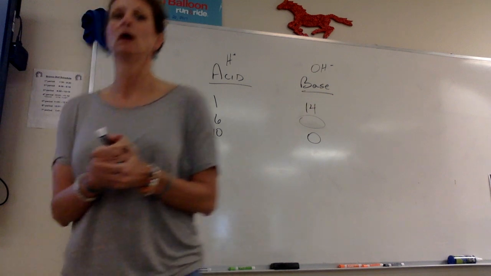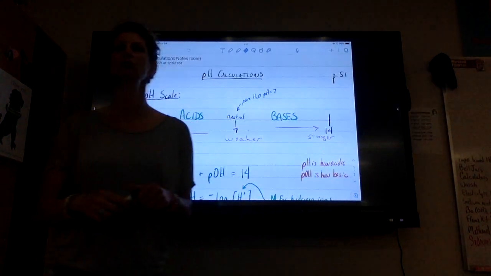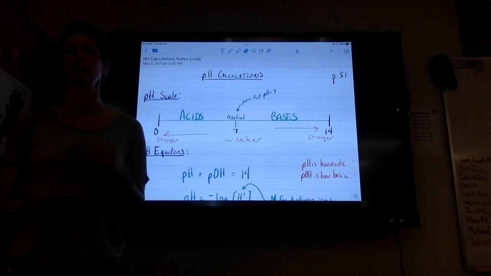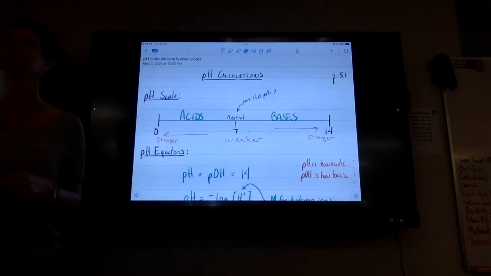Yes. All right, so you can think of the pH scale as acids, but then bases, it's exactly opposite. Okay? And a pH of 7 is neutral, and water is a 7. You need to know that. Water is a 7. Pure water is a 7.